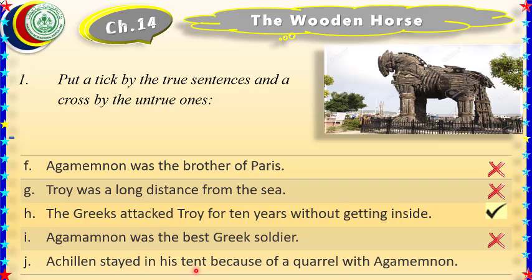Achilles stayed in his tent because of a quarrel with Agamemnon. Yes, Agamemnon quarreled with Achilles. Achilles was best Greek soldier. Yes, we have read about this fight. This is a true statement. Let us move forward to do the remaining ones.